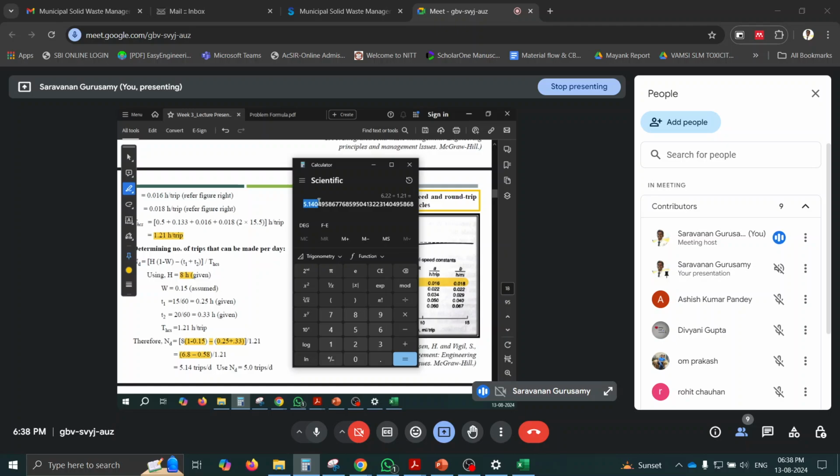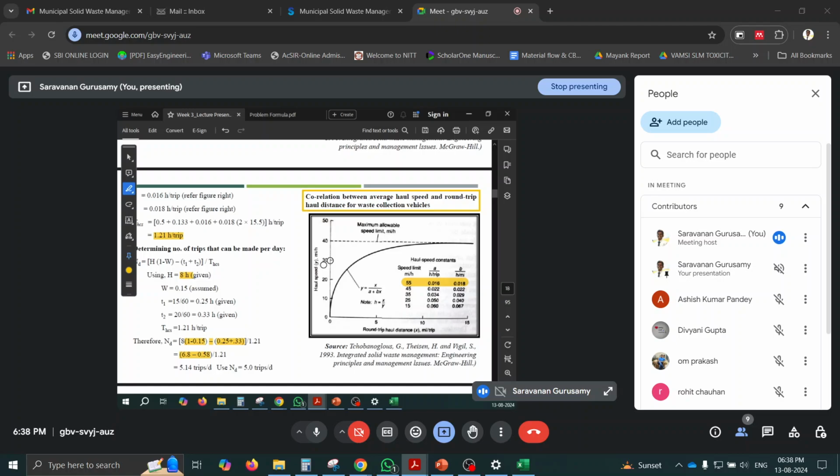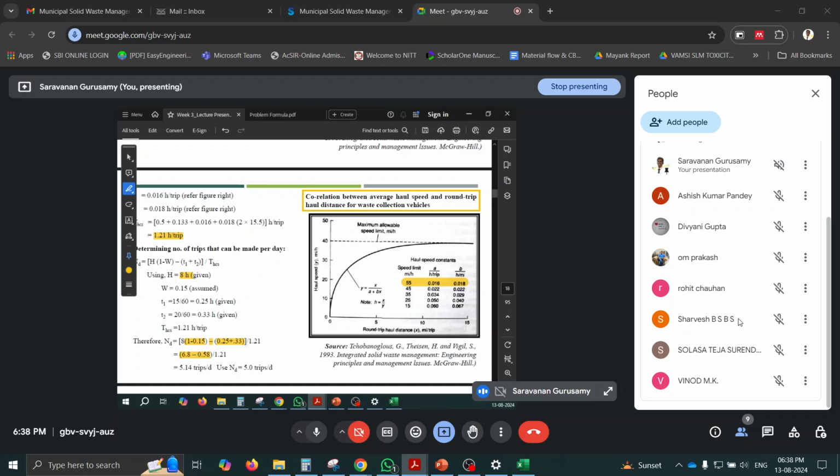We can't do 5.14 trips. We can't do any trips in decimals. So we conclude that 5 trips in a day we can do. If you are collecting at this speed and for this many hours, you will get 5 trips in a day. Hope you got the answer. If you have any doubt, please ask. So this is about the hauled container system.